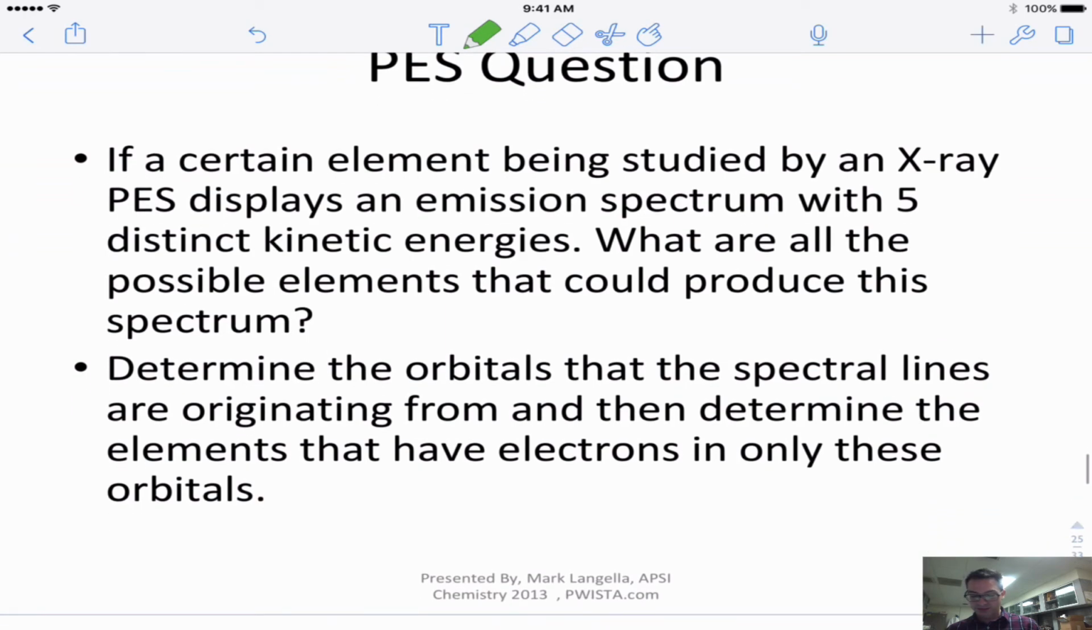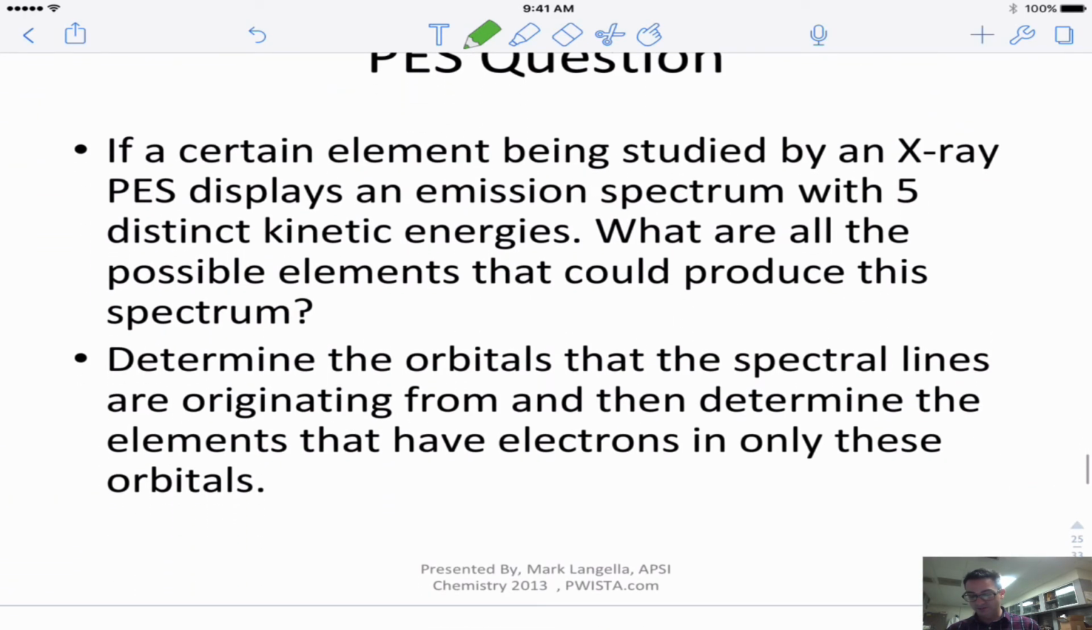All right, so here's a question for you to think about. Let's see if you could try this on your own. A certain element being studied by an X-ray PES displays an emission with 5 distinct kinetic energies. What are the possible elements that could produce this spectrum? Determine the orbitals that the spectral lines are originating from, and determine the elements that have electrons in only these orbitals. So give this a try. We have 5 distinct kinetic energies. See which element you think that might be, and we'll talk about it tomorrow.